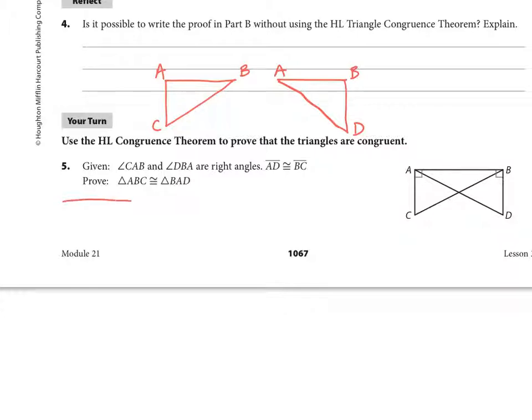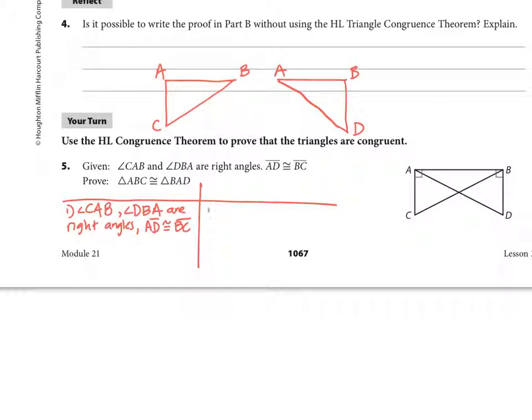Let's start our proof. We have our two columns. Our given is that angle CAB and angle DBA are right angles. And we also are given that AD is congruent to BC. They really don't give you a whole lot of space here, but we'll work with it. I'm going to have to go off the page.